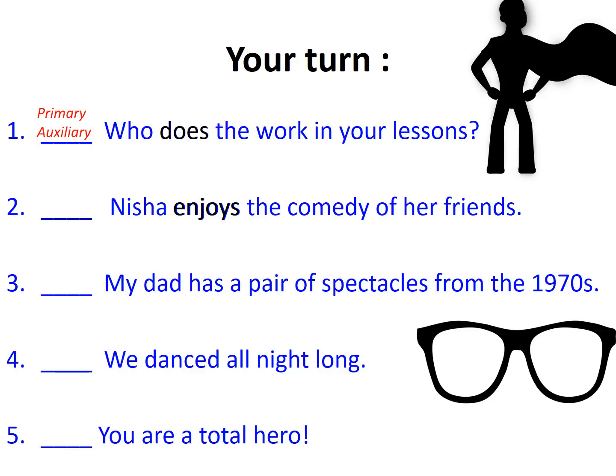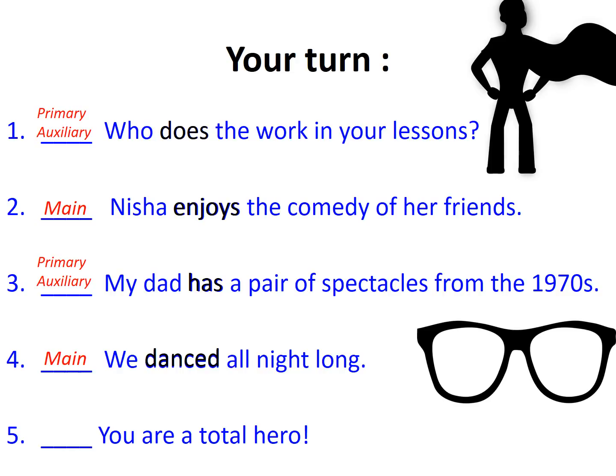Nisha enjoys the comedy of her friends. Enjoys is a main verb. My dad has a pair of spectacles from the 1970s. That's true. Has is a primary auxiliary verb, and it comes from the verb to have. We danced all night long. Danced is a main verb in this sentence.